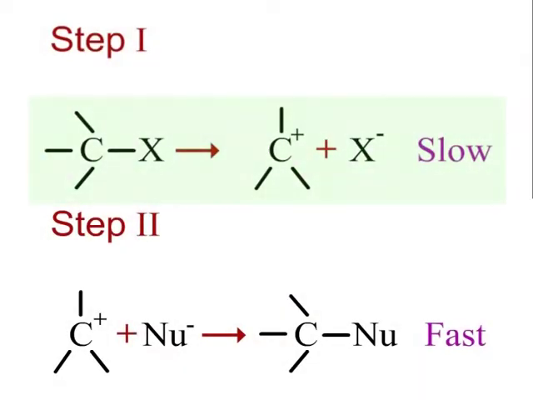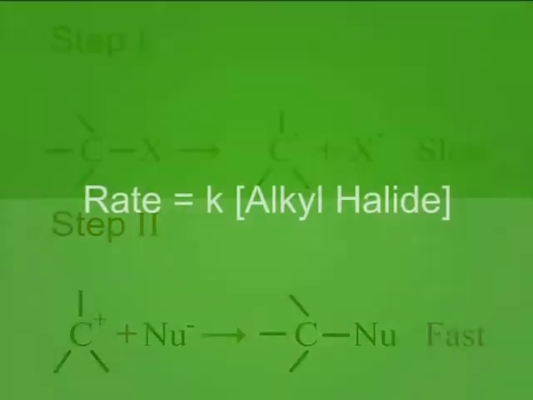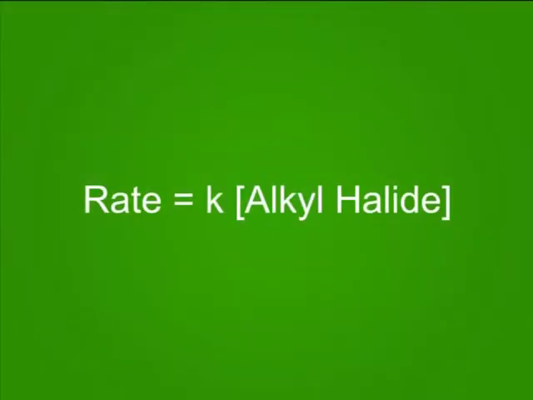Since in complex reactions, slowest step is rate determining step and first step is relatively slower than the second, therefore reaction rate in such reactions depends only upon the concentration of substrate that is reacting alkyl halide. In other words, we can write rate is equal to a constant multiplied by concentration of alkyl halide as shown on the screen.